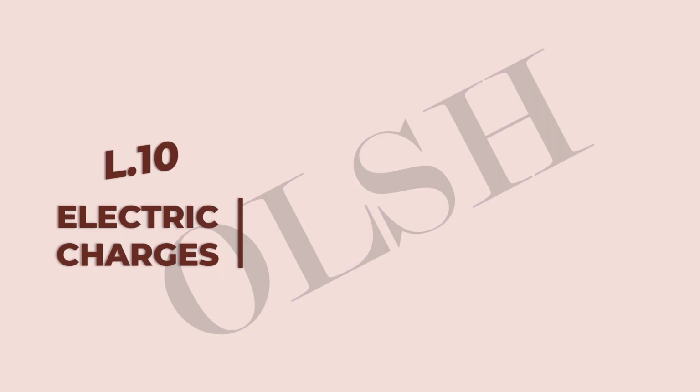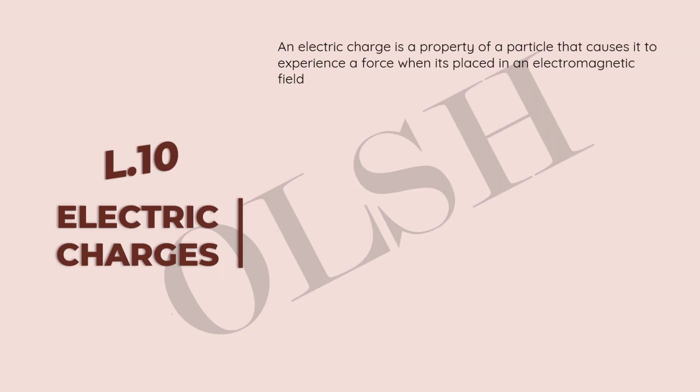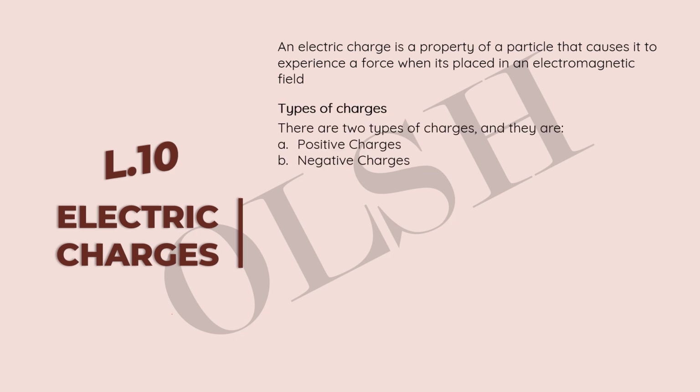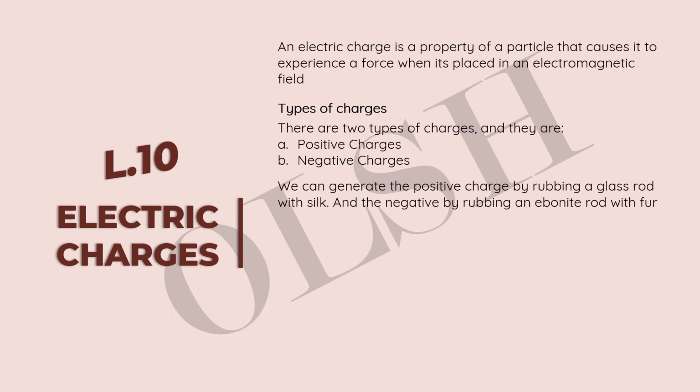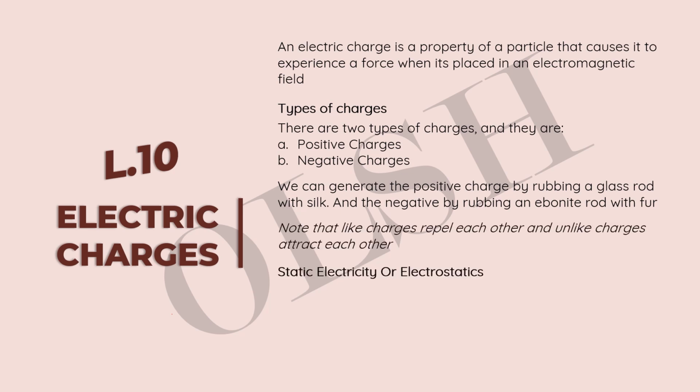Okay, so today we'll be looking at electric charges. An electric charge is a property of a particle that causes it to experience a force when it's placed in an electromagnetic field. And we have two types of charges, the positive charge and the negative charge. We can generate this positive charge by rubbing a glass rod with silk, and we can generate the negative charge by rubbing an ebonite rod with fur. I'm sure we still remember that like charges repel each other and unlike charges attract each other.